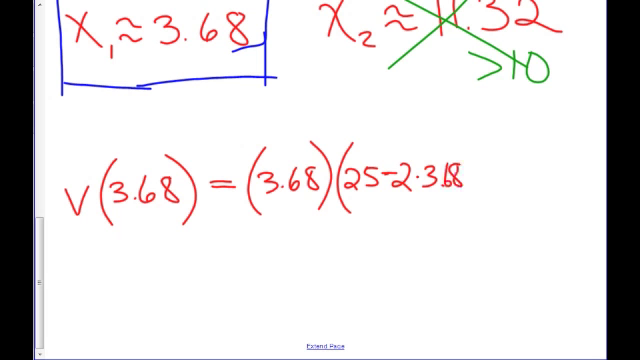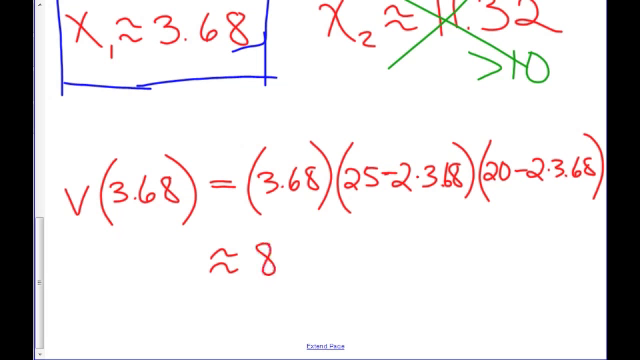Now let's find the volume of 3.68. We can plug it back into our volume function, x times 25 minus 2x times 20 minus 2x, and that's approximately 820.53. And that is the maximum volume of this box.